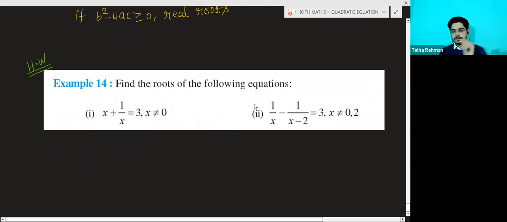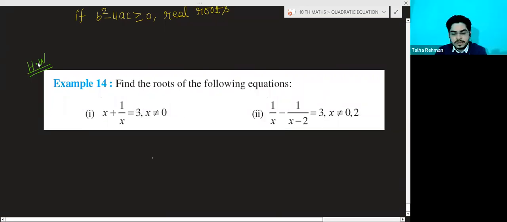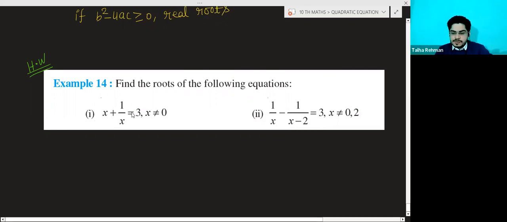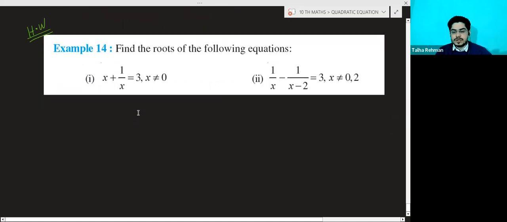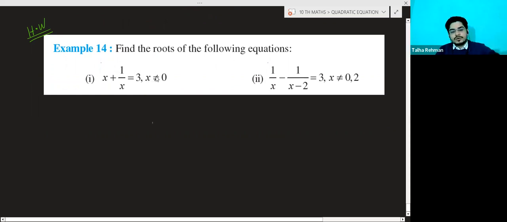Have you completed these questions, Azaan? Yes, sir. Okay. Completed, na? Yes, sir. Okay. So can you tell me why here it is written x not equal to 0, and why here it is written x not equal to 0 and 2?